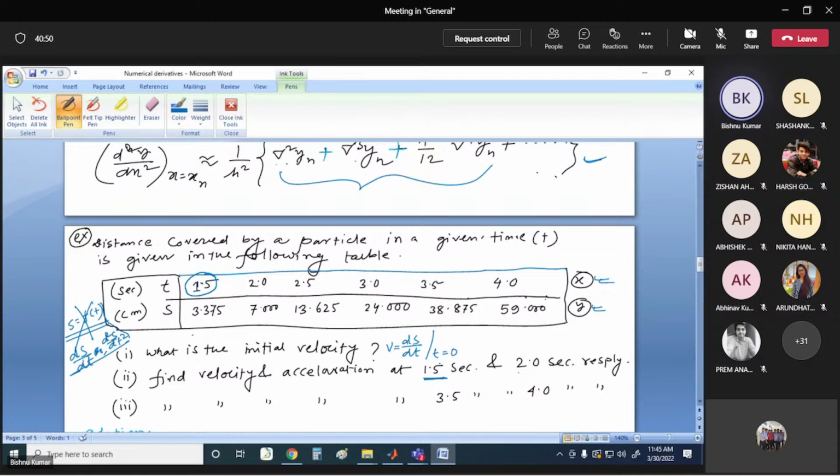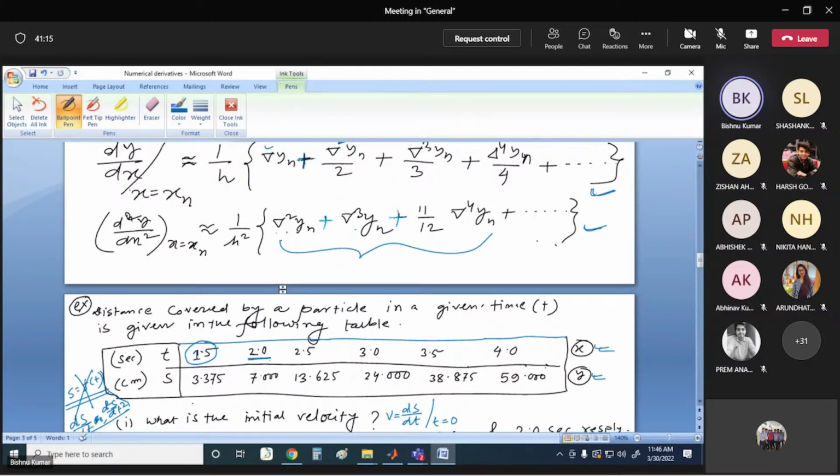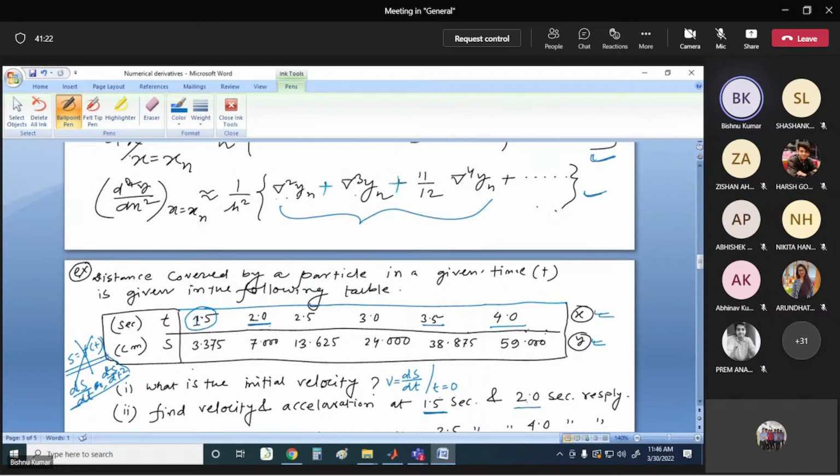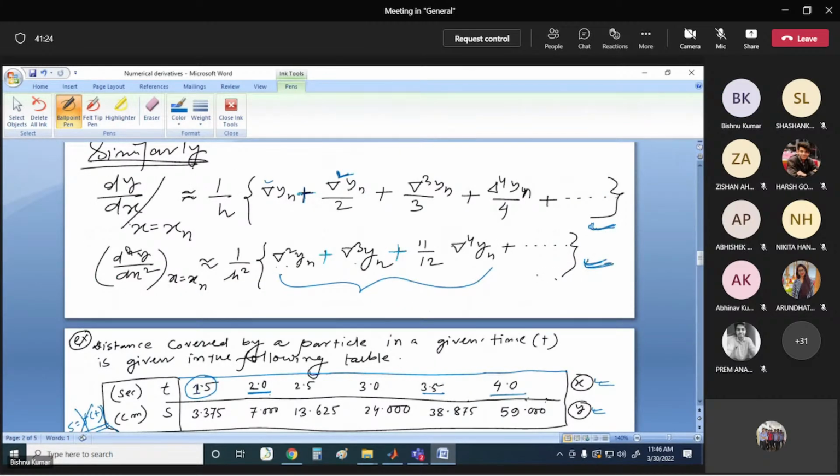Similarly, at 2.0, suppose it asks you to find the velocity and acceleration, meaning the first derivative and second derivative at this point. After constructing the difference table, the elements associated with this point will be on the upper diagonal; you have to pick up those elements and use the same upper diagonal formula you have derived. And for these two points, 3.5 and 4.0, you will use these two formulas for velocity and acceleration calculation.